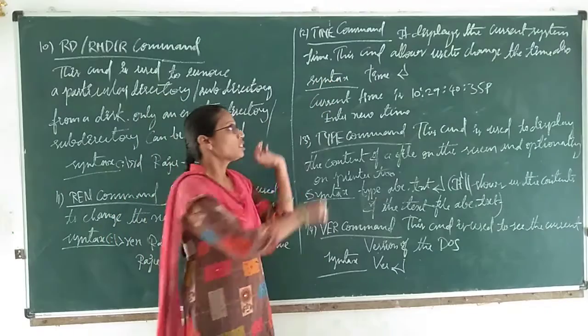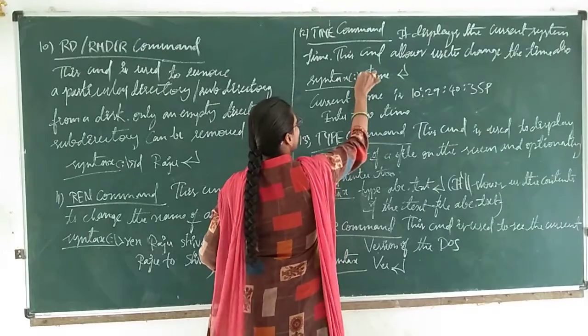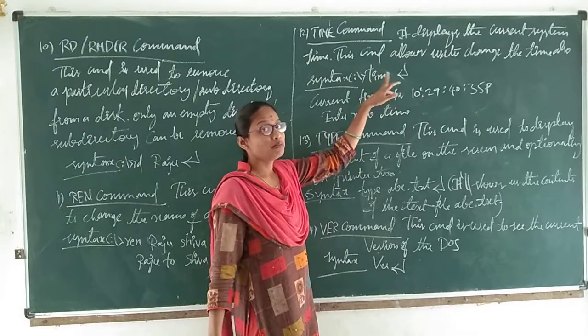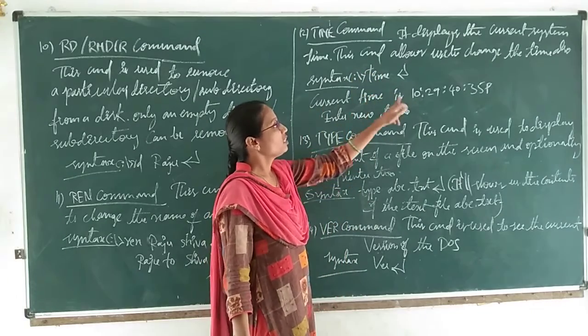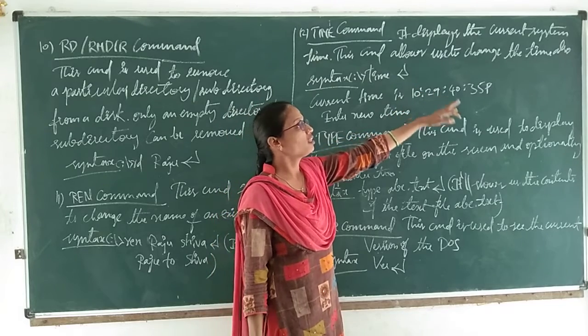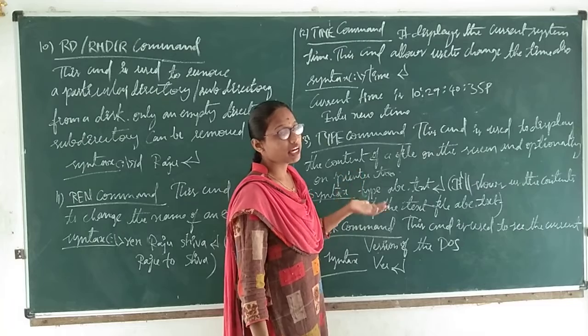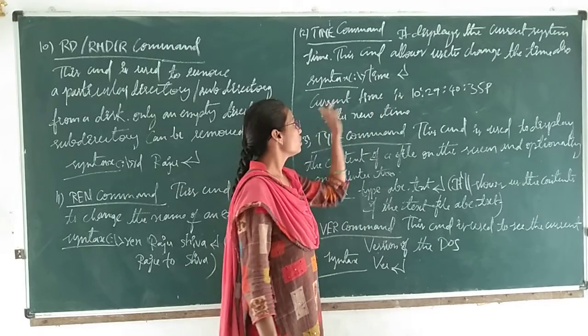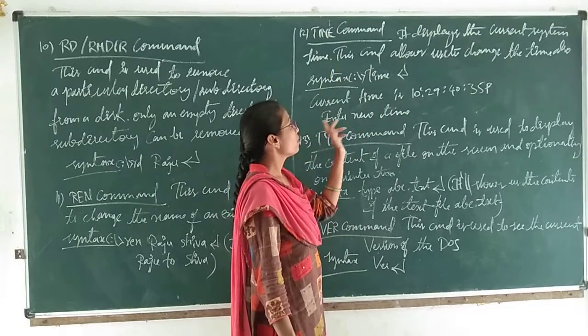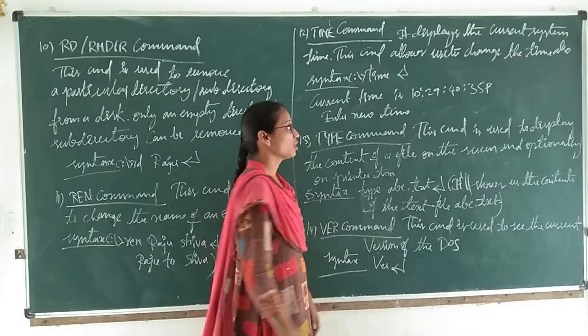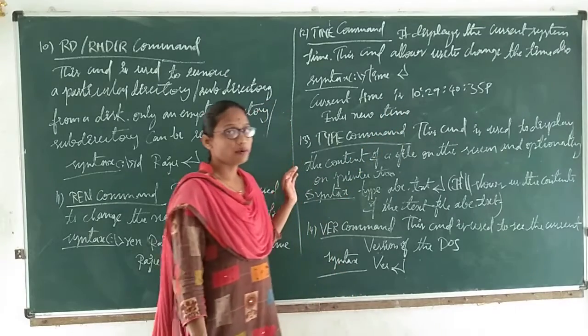Syntax: we are following the syntax. C is a drive and the root directory. Time, press enter. Current time is 10:29:40.35. And we are entering a new time. We are changing this particular time with the help of this time command. Enter new time.